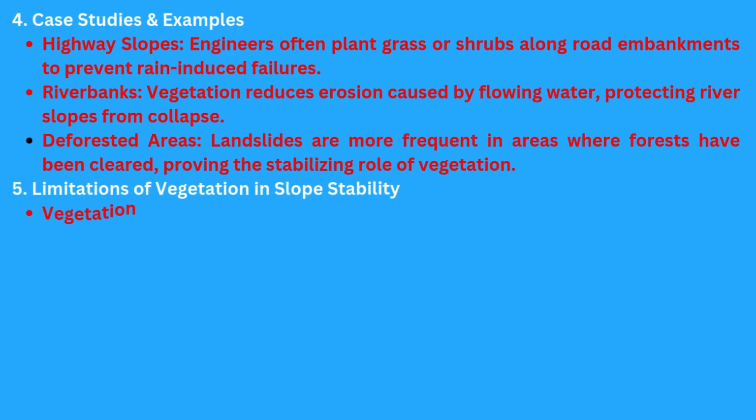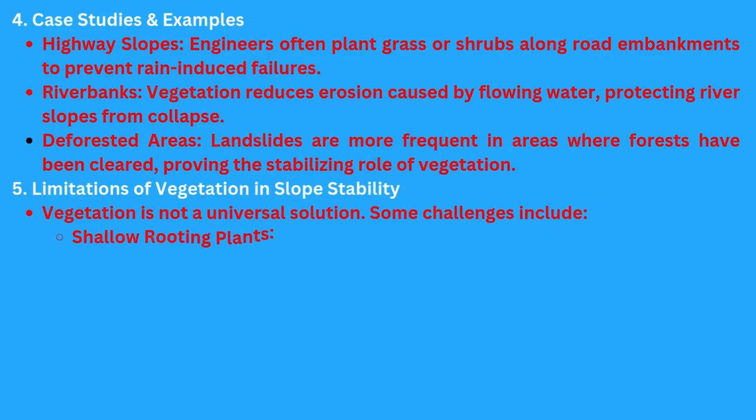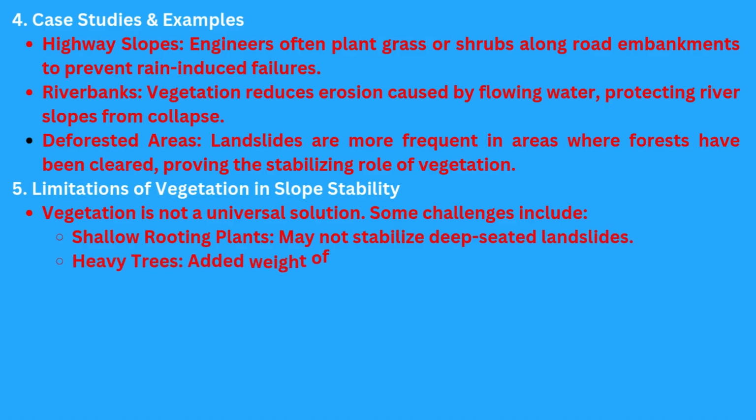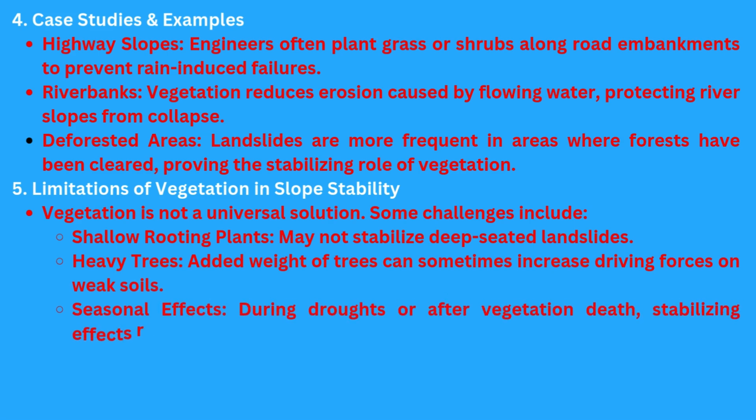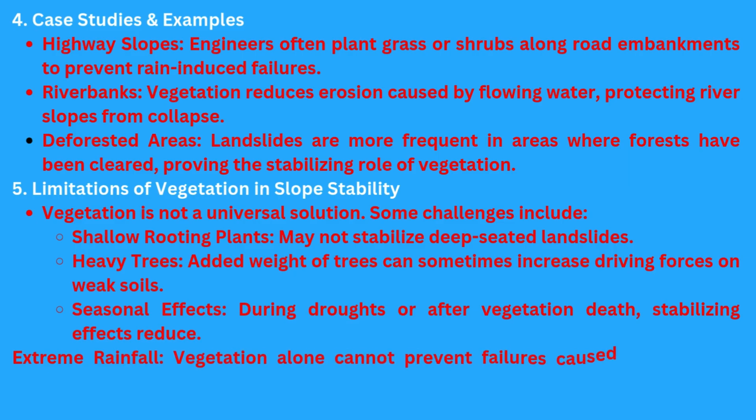5. Limitations of vegetation in slope stability. Vegetation is not a universal solution. Some challenges include: shallow rooting plants may not stabilize deep-seated landslides. Heavy trees. The added weight of trees can sometimes increase driving forces on weak soils. Seasonal effects. During droughts or after vegetation death, stabilizing effects reduce. Extreme rainfall. Vegetation alone cannot prevent failures caused by excessive water infiltration.